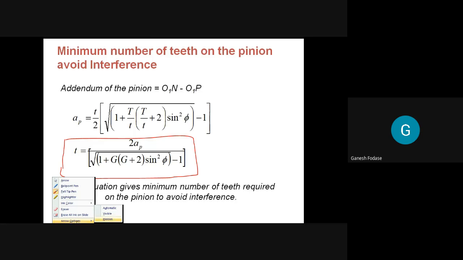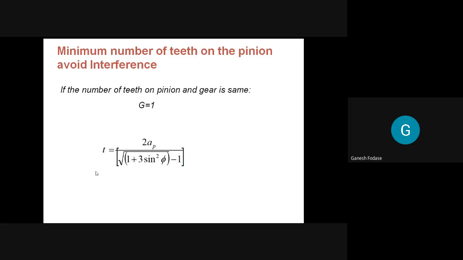you can see this. So it is twice AP upon root of 1 plus t by t is g, 1 plus g into g plus sine square phi minus 1. So likewise, we can derive this expression, that is, the expression for the minimum number of teeth on the pinion to avoid the interference. Similarly, we can derive it for a wheel also, that is capital T.